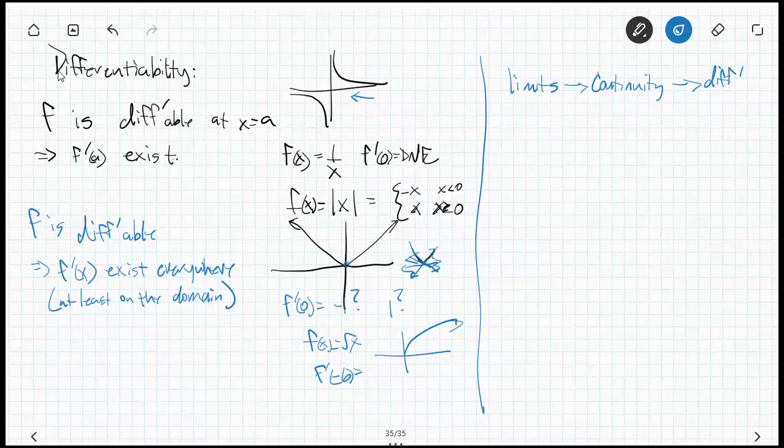Now, let's think about this. If the limit existed, did that imply continuity? No, right? Because I could have a function that went whoop, open, whoop. This is clearly not a continuous function. However, the limit exists at x equals a. If I'm continuous, does that imply that I'm differentiable? Well, no, because absolute x is continuous, but not differentiable at x equals 0. That doesn't work. All right.